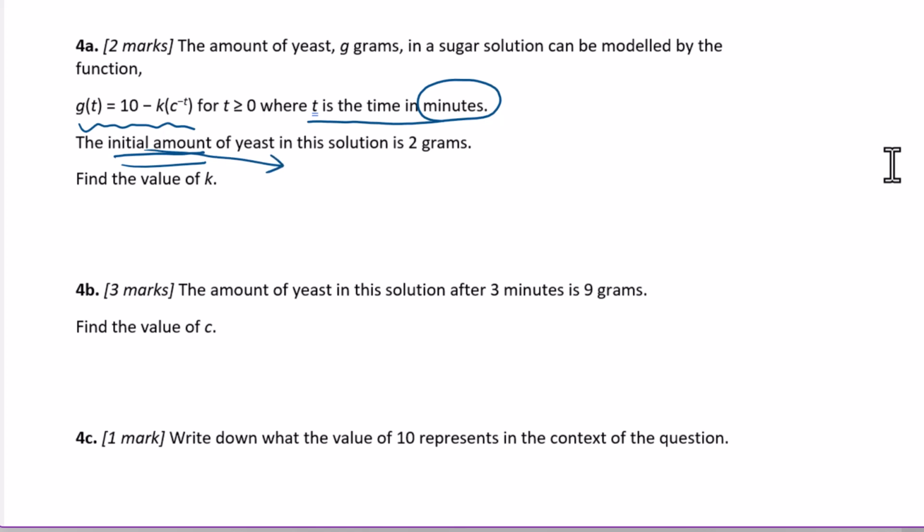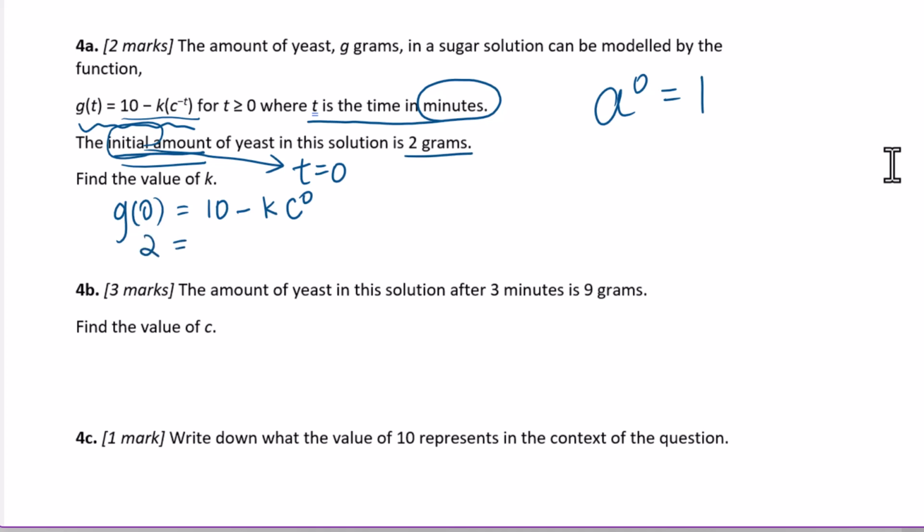Initial amount. This initial means T equals 0. So we plug into this equation. G of 0 equals 10 minus K times C to the 0 power. We do know any number to the 0 power equals 1. So G of 0 is 2 grams equals 10 minus K, because C to the 0 power equals 1. K equals 10 minus 2 equals 8.